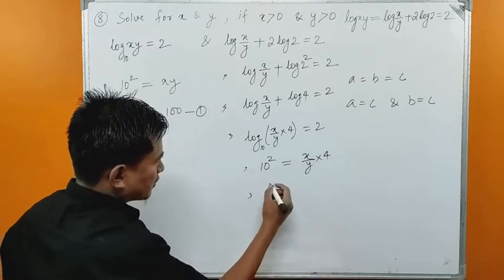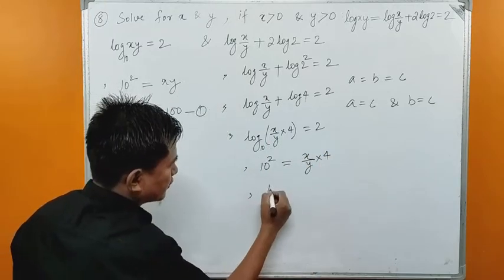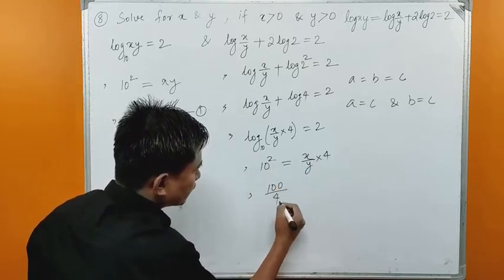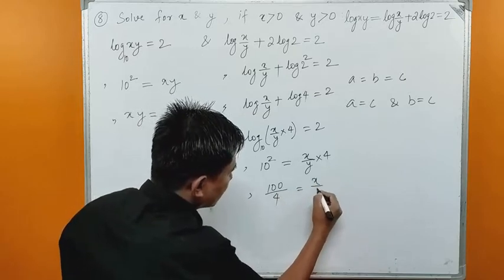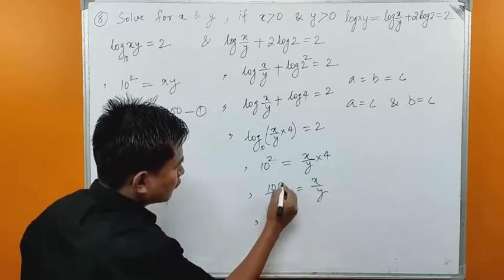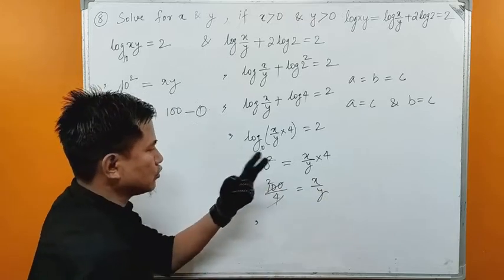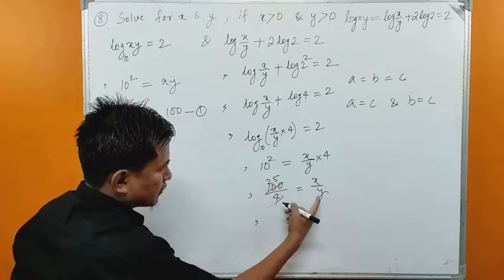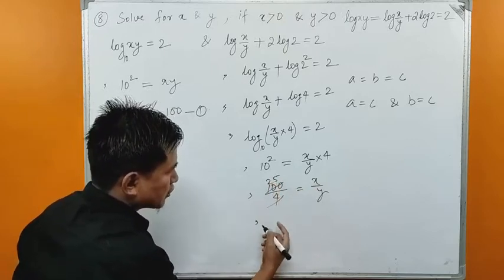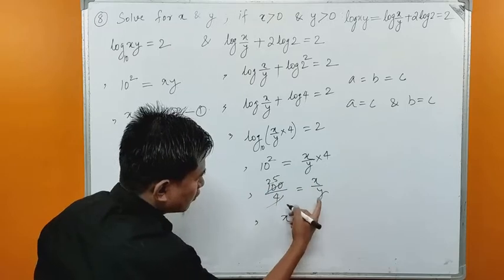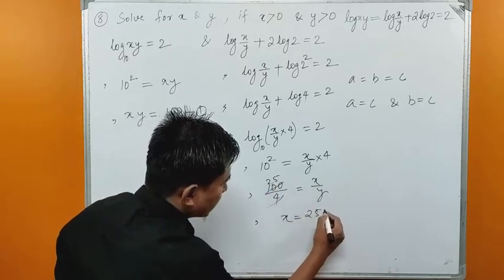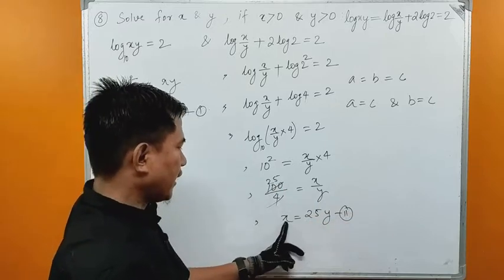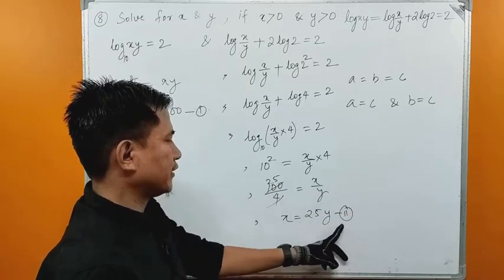Let me write this like this. 10 squared is 100, this 4 comes down to the denominator, equals x upon y, isn't it? 4 1s are 4, 4 2s are 8, 9 10 2, 4 5s are 20, so 25. Cross multiplication: x equals y into 25, that is 25y. So we have x equals 25y, equation 2.